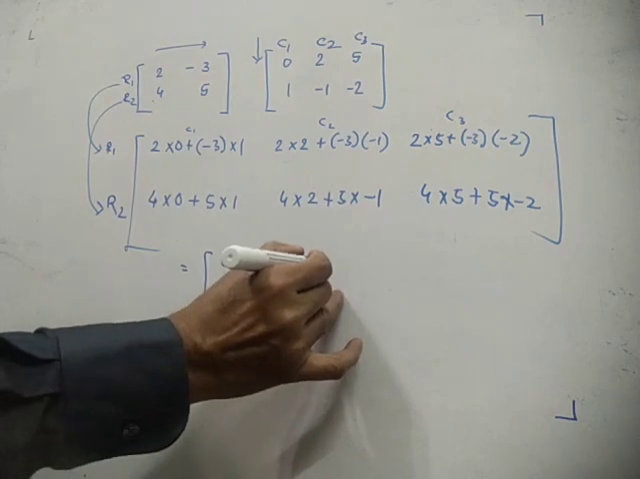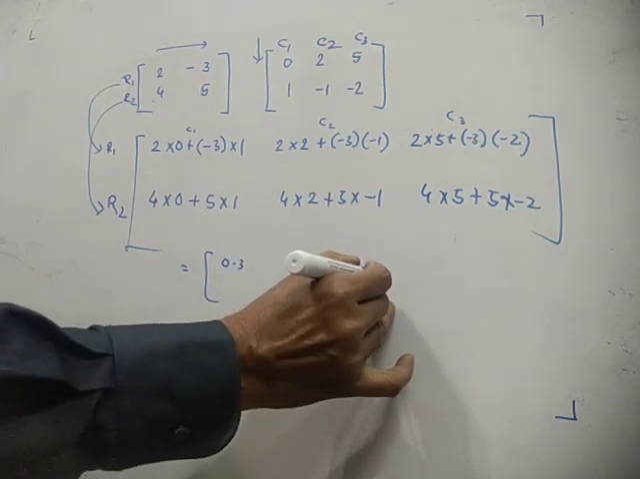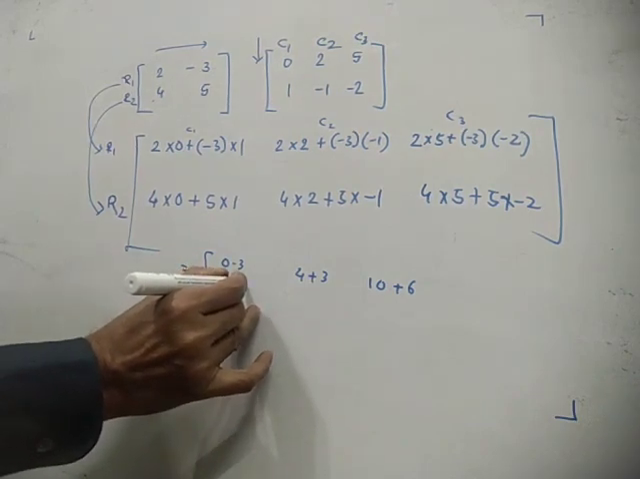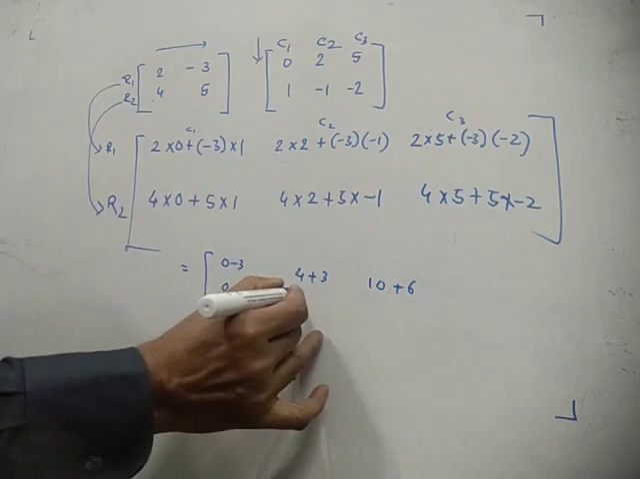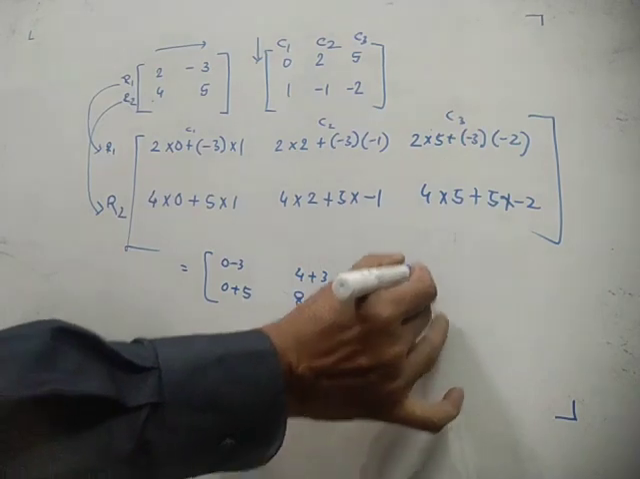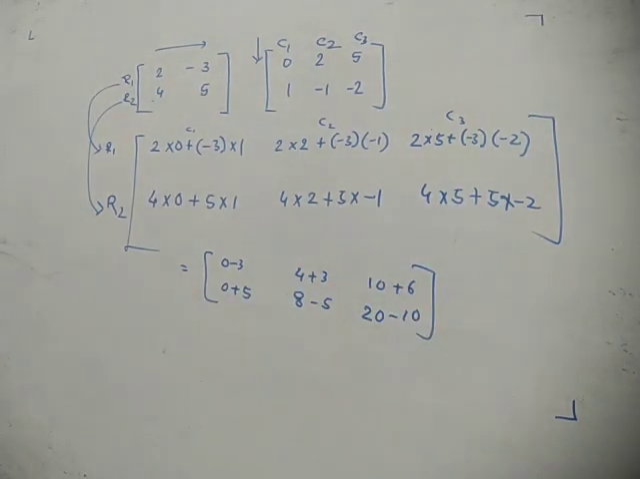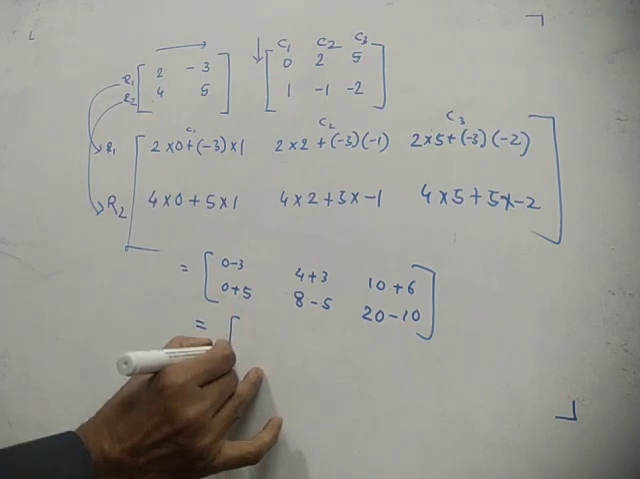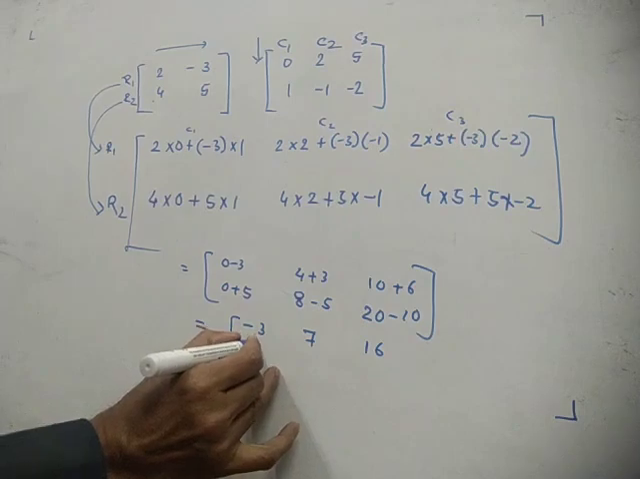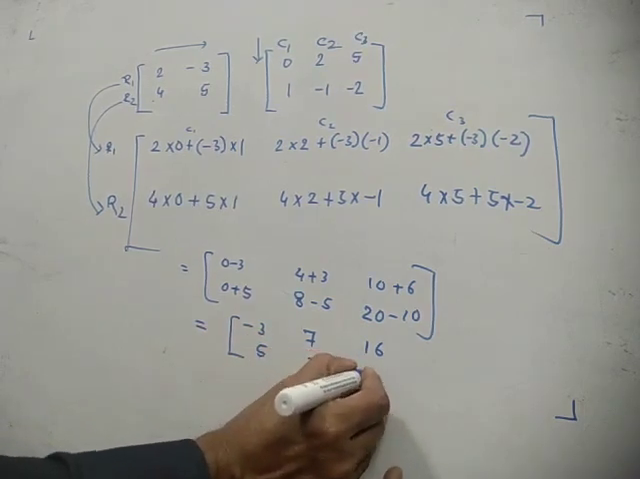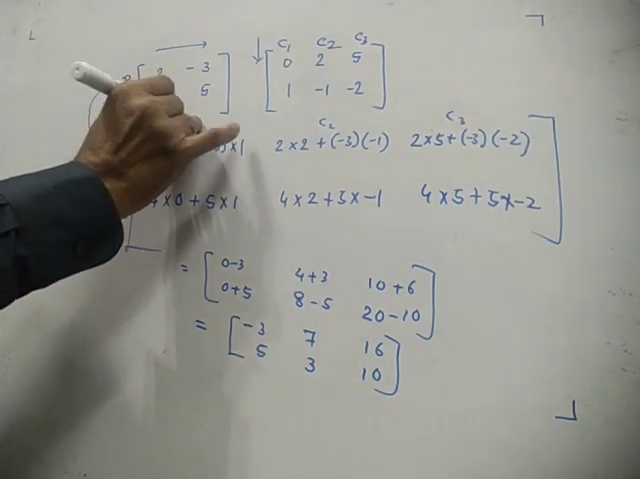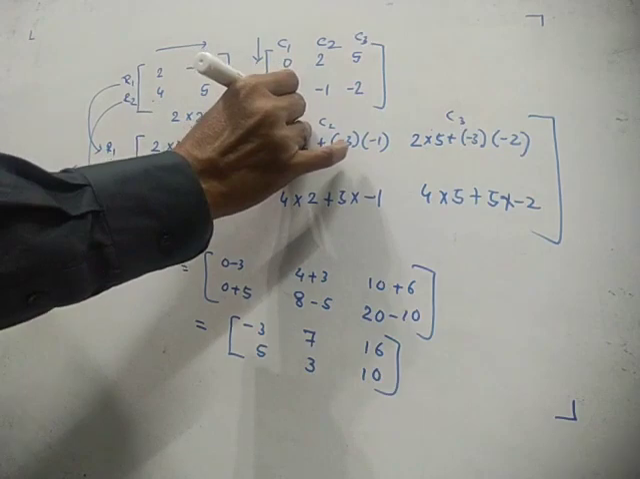Now we calculate: 0 minus 3, 4 plus 3, 10 plus 6. Second row: 4 into 0, 0 plus 5, 4 into 2, 8 minus 5, and 20 minus 10. This way we get the new matrix: minus 3, 7, 16, 5, 3, 10. So this is the product matrix.